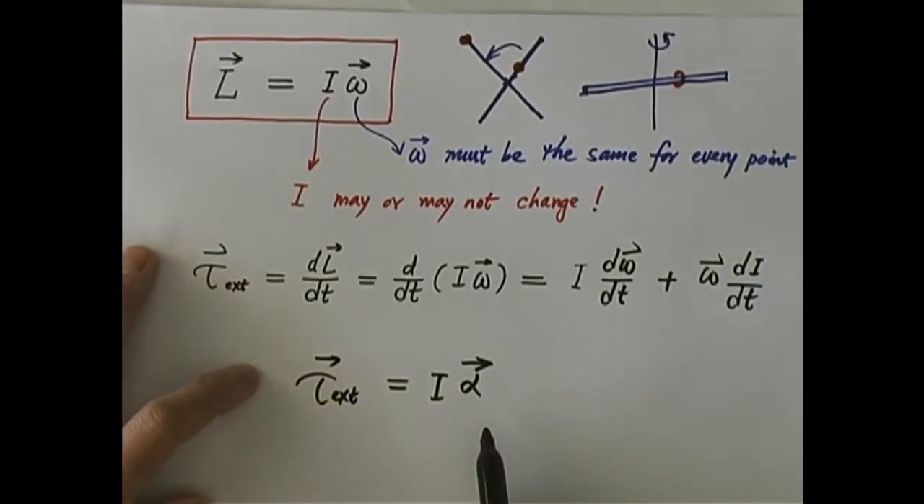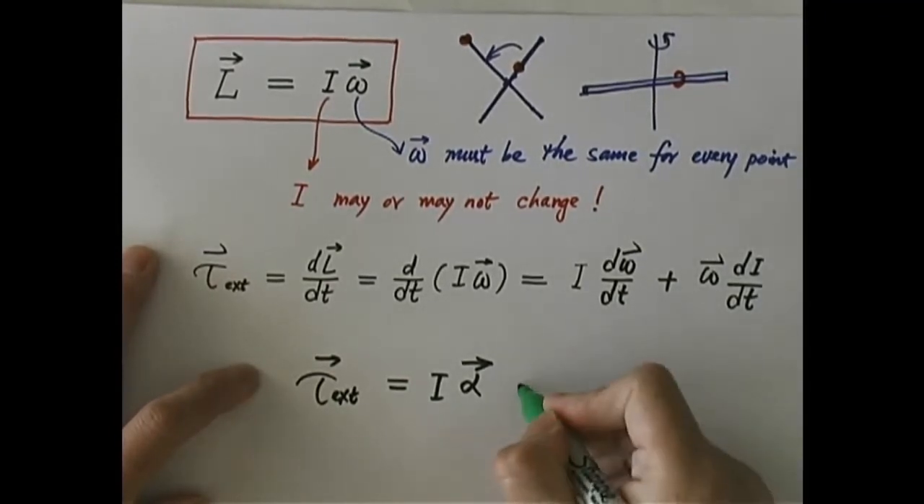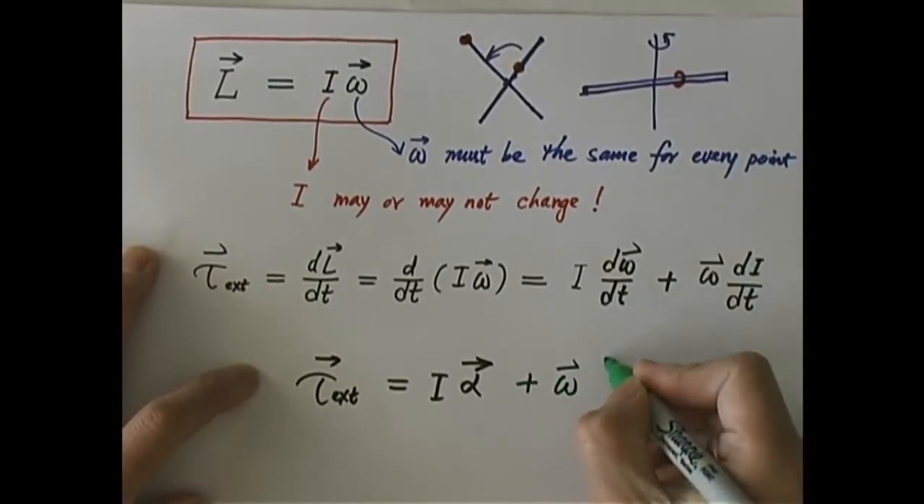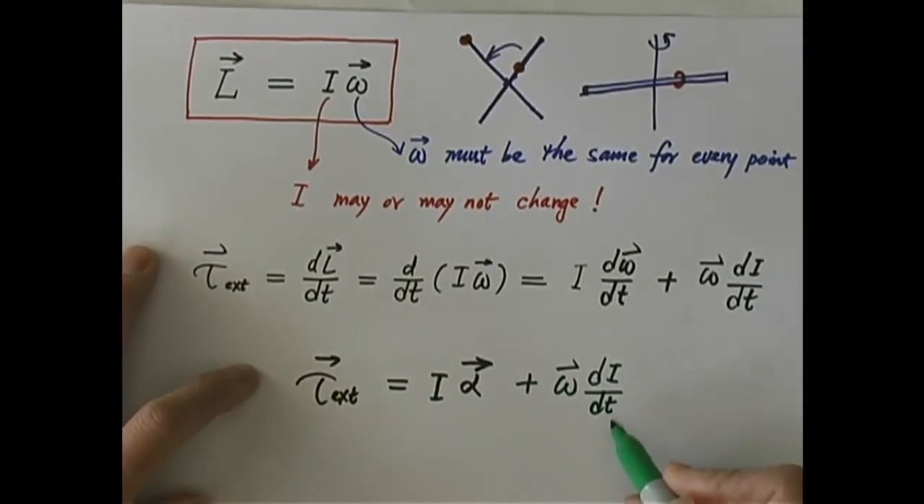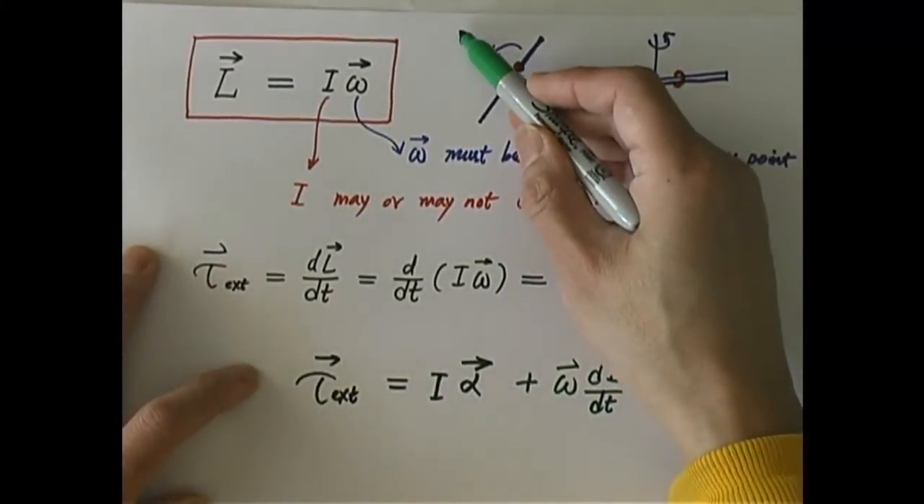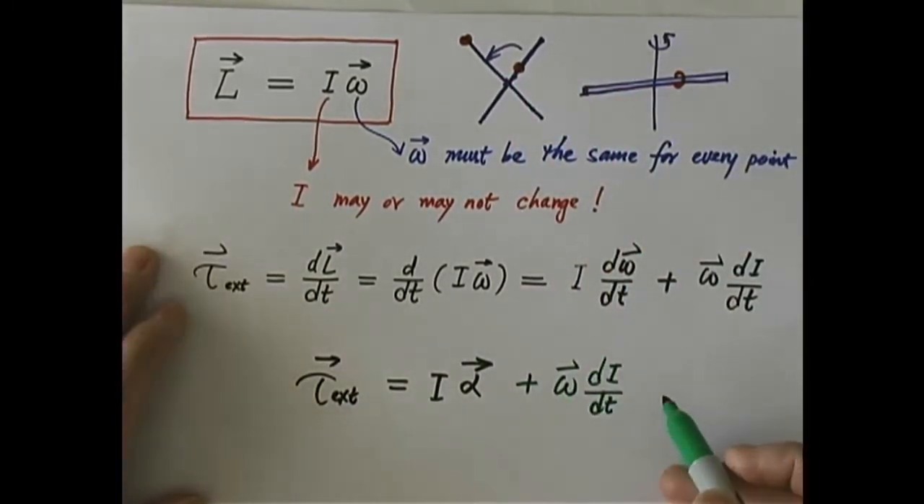It's like F equals ma. But F equals ma was not a general formula. It was true only if the mass did not change. Here the same thing. Torque equals I alpha is not a general formula. It is only true if I, the rotational inertia, does not change. And what if it did? Then you have a second term, plus omega dI/dt. You see, this second term takes place only if I changes. Like in this case, for example, the bead went inward and outward. That's going to change I, so you would have a second term like this.